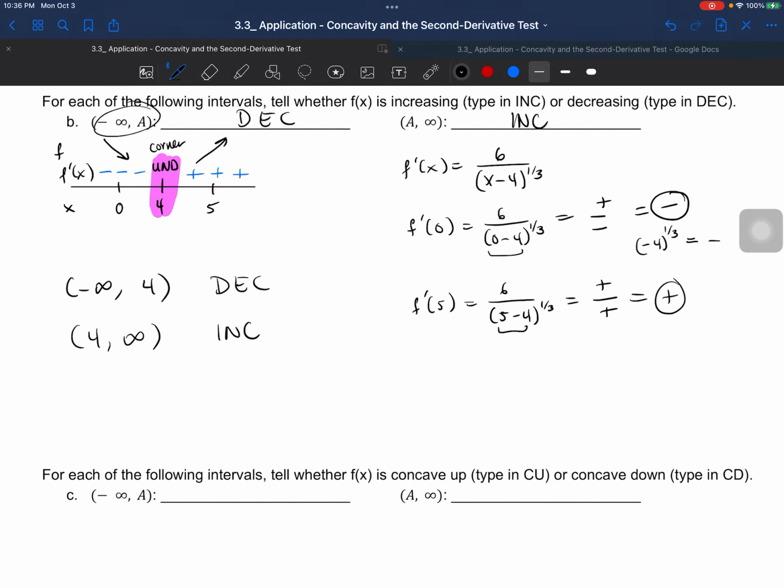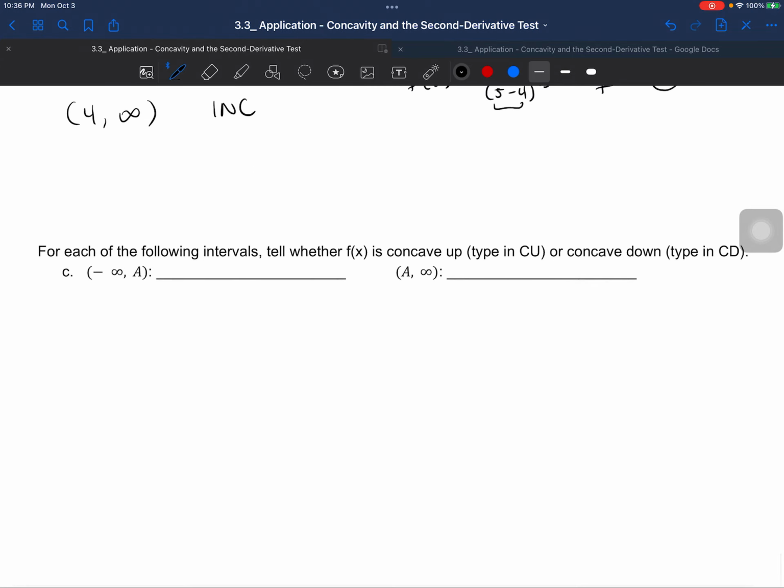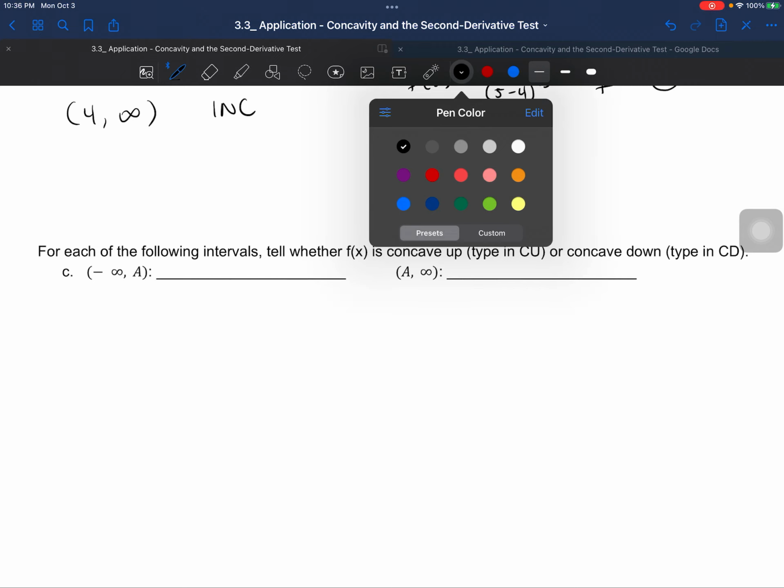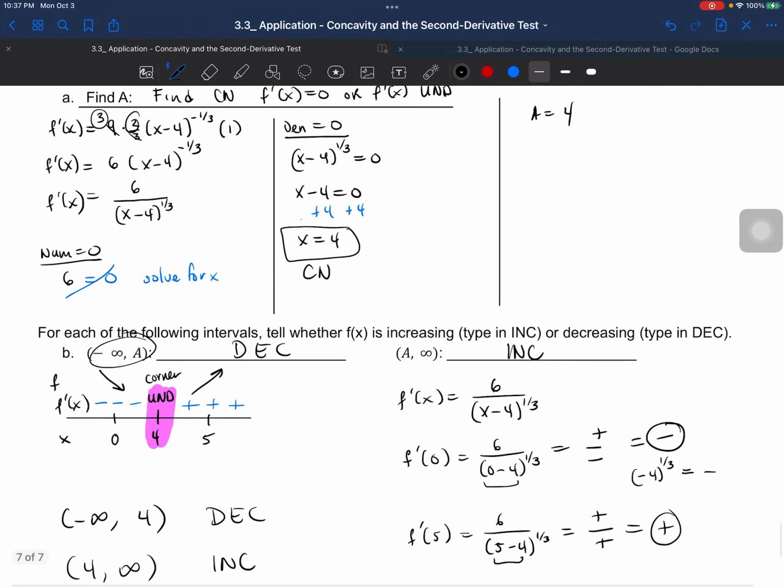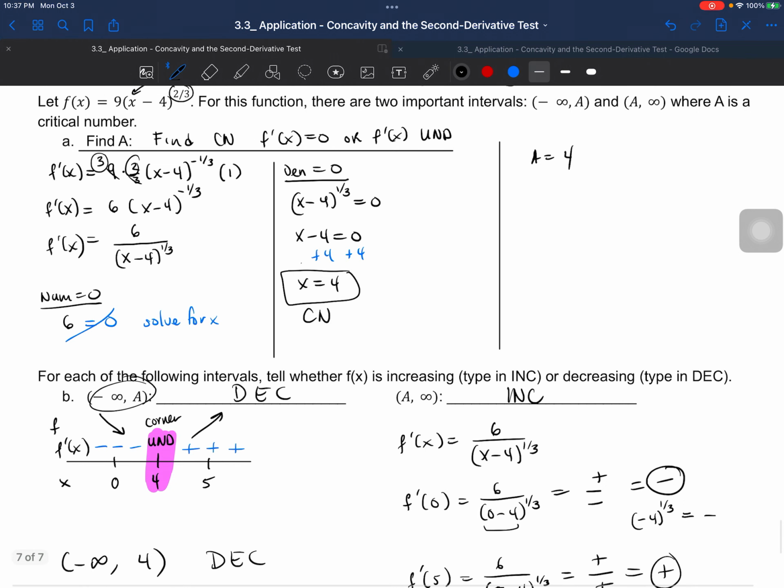So next part is to do part C, and we're gonna find where is the function concave up or concave down. Just like we did in the previous problem, we need to figure out what is happening in the second derivative, and just like we did before, we're gonna use a number line, but we need to break down the number line, and so for that we use whenever the second derivative is 0. So we already know what the second derivative is in this case.